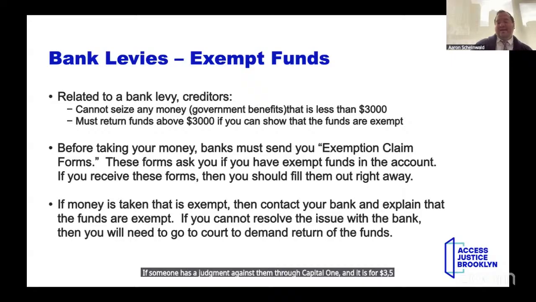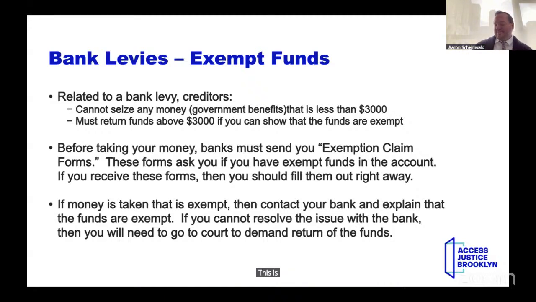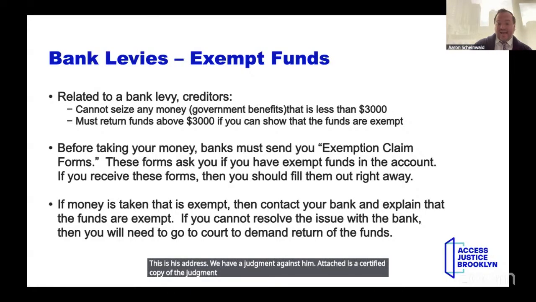$3,500, and Capital One sends an information subpoena to Citibank and says, do you have an account with Joe Smith? These are the last four of his social. This is his address. We have a judgment against him. Attached is a certified copy of the judgment. And the bank says, yeah, we do. And he has an account, and that account has $2,300 in it.